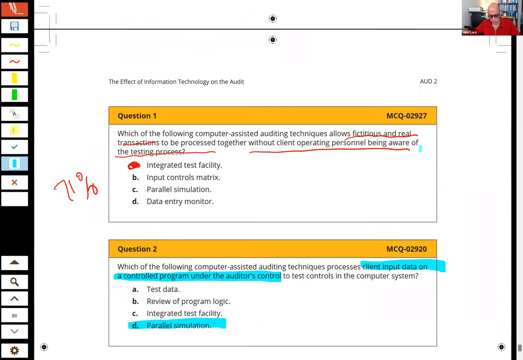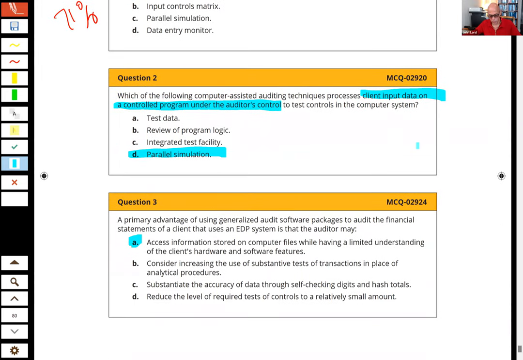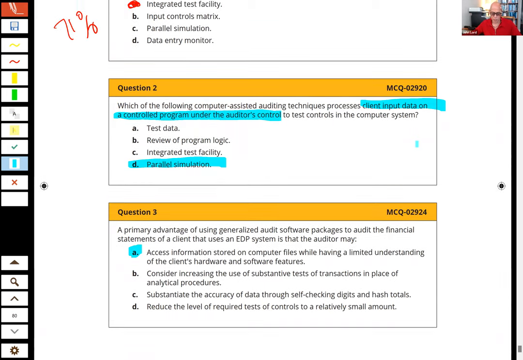But I still don't see how that gets you to D, reduce the level required test of controls to, I kind of see that, but the reason I'm kind of picking on this question is that the required level of test of controls is predicated on our assessment of control risk. The lower the assessment of control risk, the more evidence you need to support that lower assessed level. So D is really an indication that a candidate doesn't understand how tests of controls work.